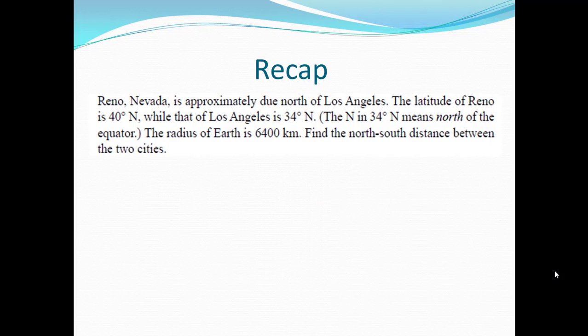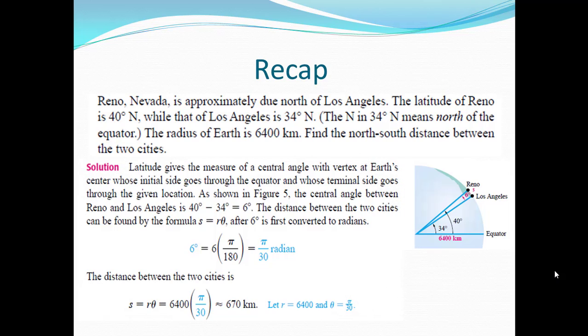Next one. First, we will speak about a real-life application. Suppose we have a city like Reno in America and another city, Los Angeles, and we have the two angles. The first one is Reno at 40 degrees north, while Los Angeles is at 34 degrees north. I give you the radius of the Earth, 6,400 kilometers, and I ask you to find the north-south distance between the two cities.